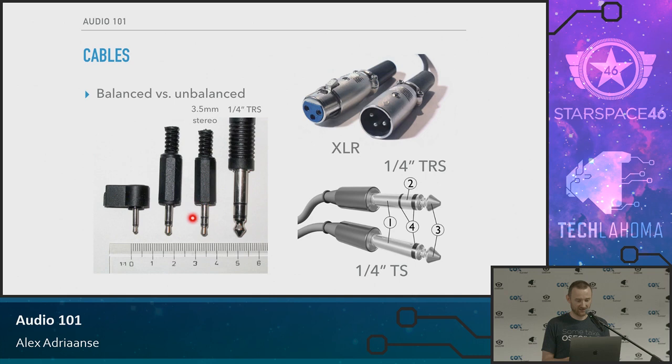And then here you see the 1/4-inch cable, and the 3.5 millimeter cable. Usually those will be tip ring sleeve as well, but it's used for carrying stereo. So the tip will be left channel, ring will be right channel, and then the sleeve is the ground.